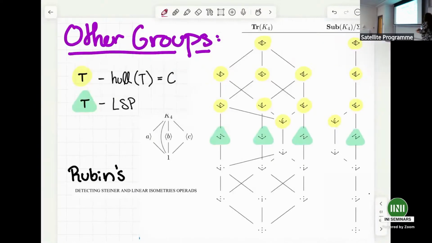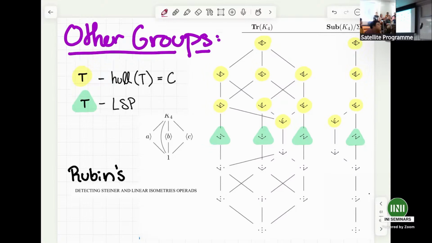So throughout all of this, it feels like, wouldn't it be nice if we had a list of all of these transfer systems, maybe in order of containment? Maybe this could make things simpler, because you could say, okay, who is my hull contained in? And am I compatible with any of those? Right, and so Jonathan Rubin, in detecting Steiner and linear isometry operads, typed up these amazing, I think in combinatorics they call it, cascade diagrams.